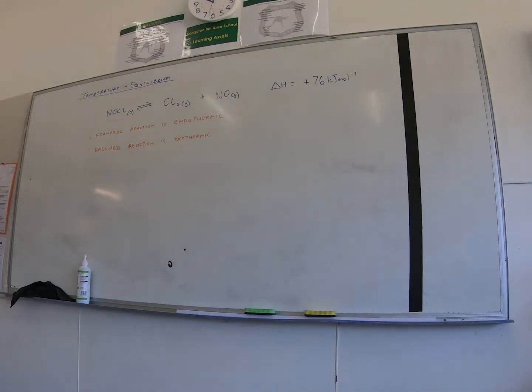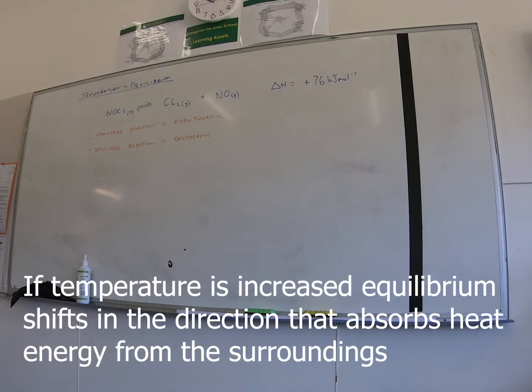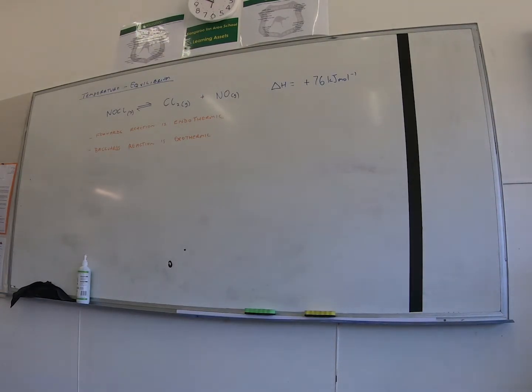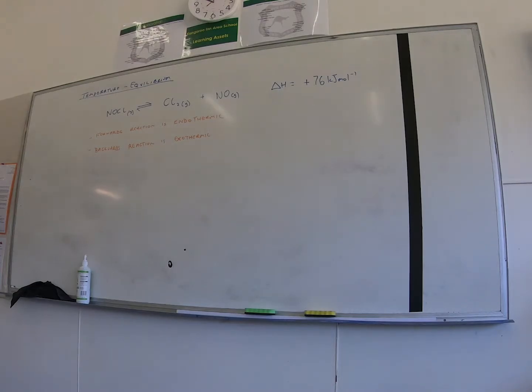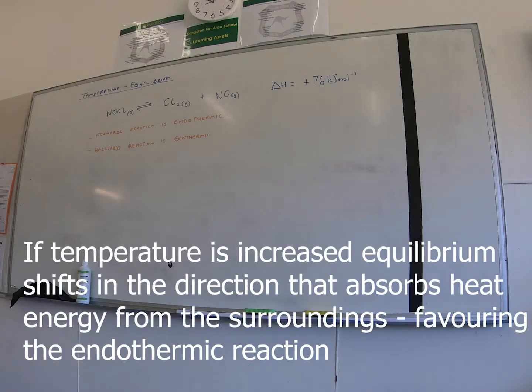Le Chatelier states that if the temperature of a system is increased, the equilibrium shifts in the direction that absorbs the heat energy gained from the surroundings. So if temperature is increased, equilibrium shifts in the direction that is going to cause heat energy to be gained from the surroundings. Is that endo or exo? Gaining heat energy is endo. It's taking it. So equilibrium is going to shift in the direction where we've got a gain of heat from surroundings.